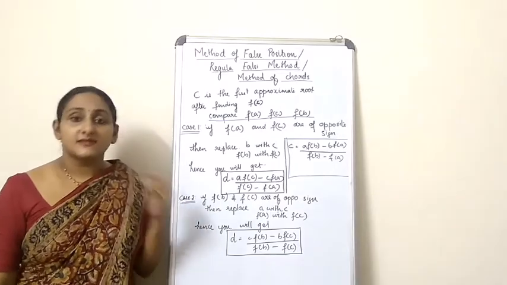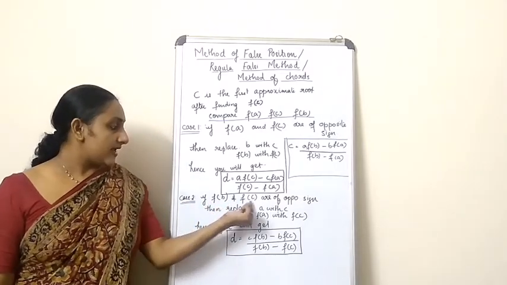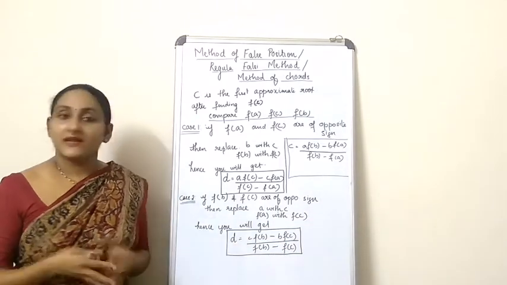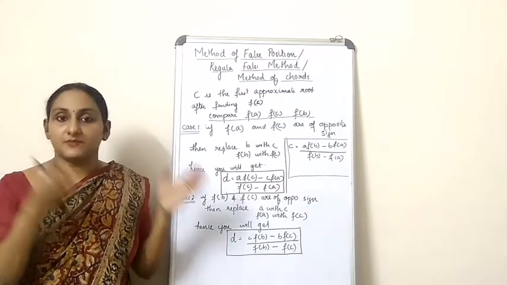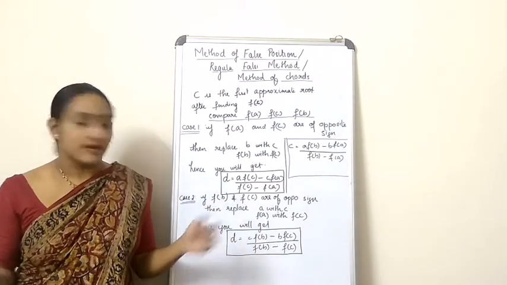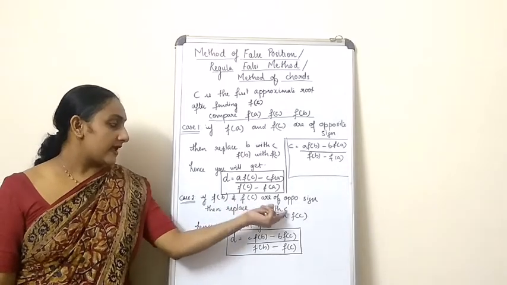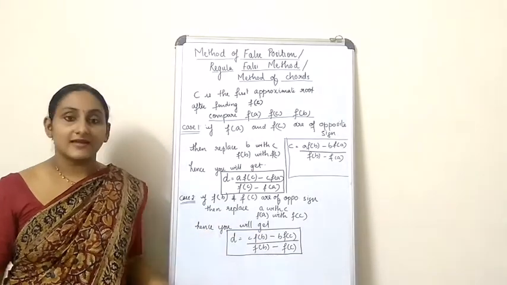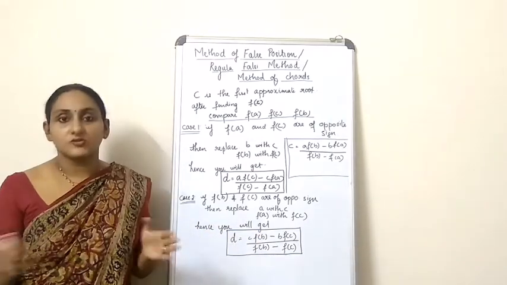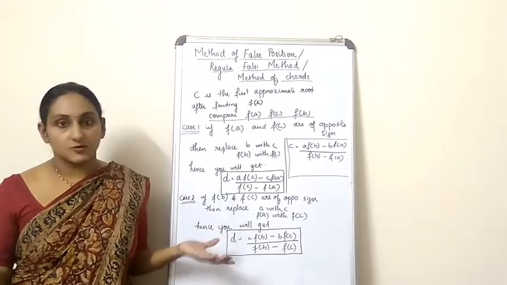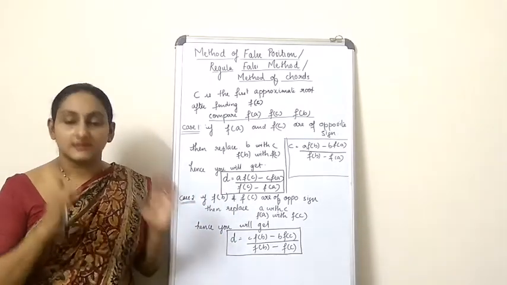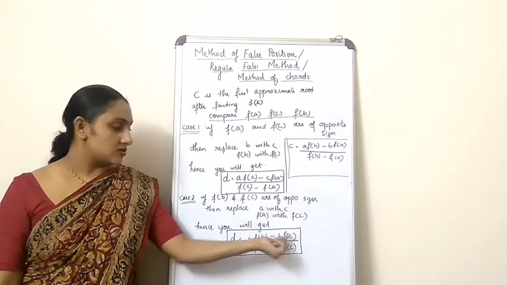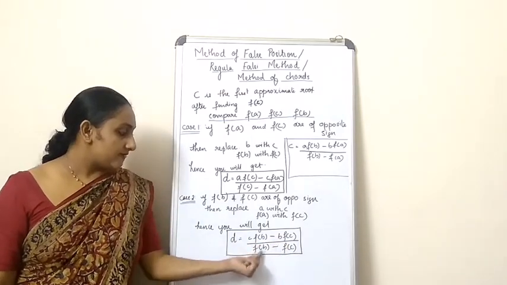Now the second case is when f of b and f of c are of opposite signs. Here there won't be any change in b and f of b, but the one that is going to change is a. So here we'll have to replace a with c and f of a with f of c. Hence you will get another root, and again I'm going to name it d, either this or that you will get. And d is equal to c into f of b minus b into f of c, the whole divided by f of b minus f of c.